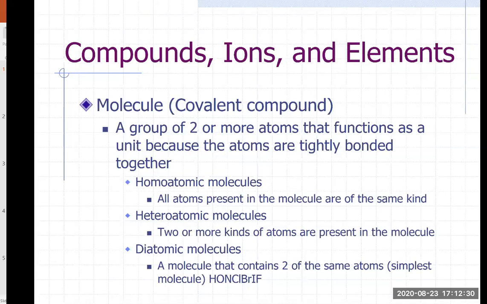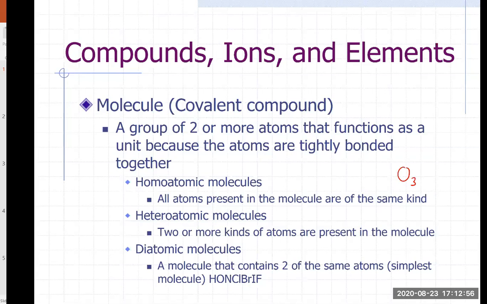A molecule, as I told you, is a covalent compound. This is a group of two or more atoms that function as a unit because the atoms are very tightly bonded together. We can have homoatomic molecules or heteroatomic molecules. Homoatomic molecules, all the atoms present in the molecule are of the same kind. For example, ozone, O3. That's a homoatomic molecule.